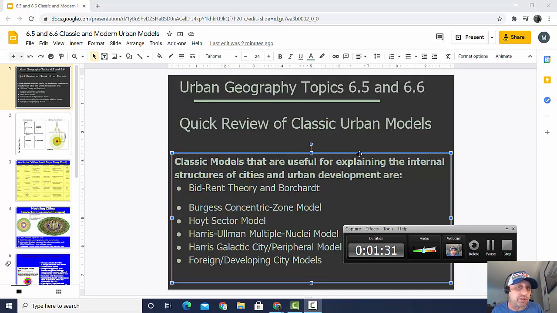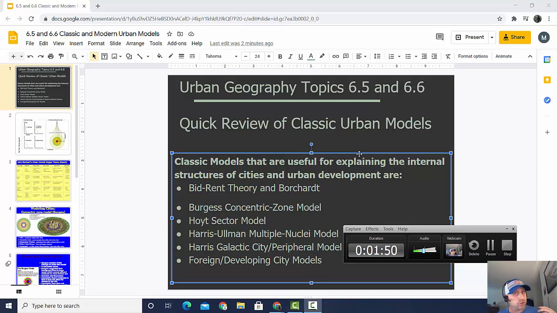Well, we're going to cover some of these classic urban models. They're really useful to us for explaining the internal structure of cities and really to understand how cities develop. Do they develop in patterns? Do they develop in different ways at different times? And the answer to that is yes.